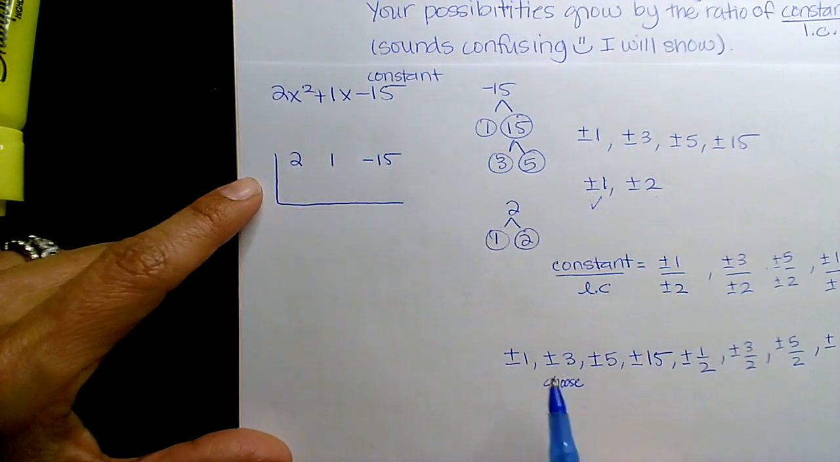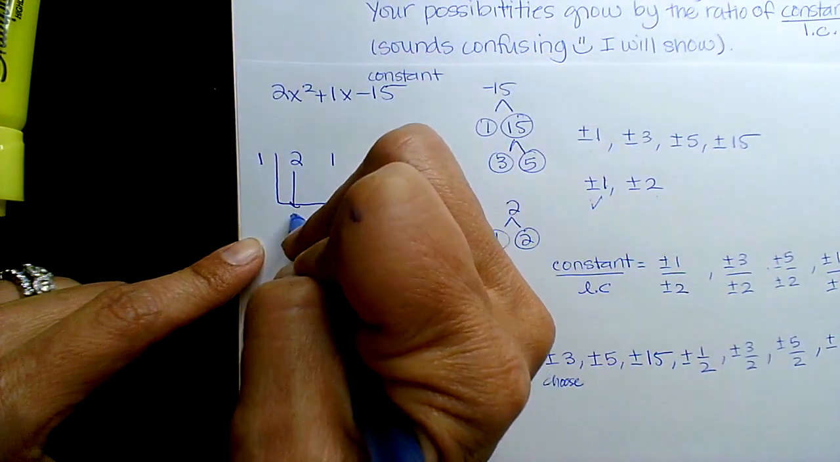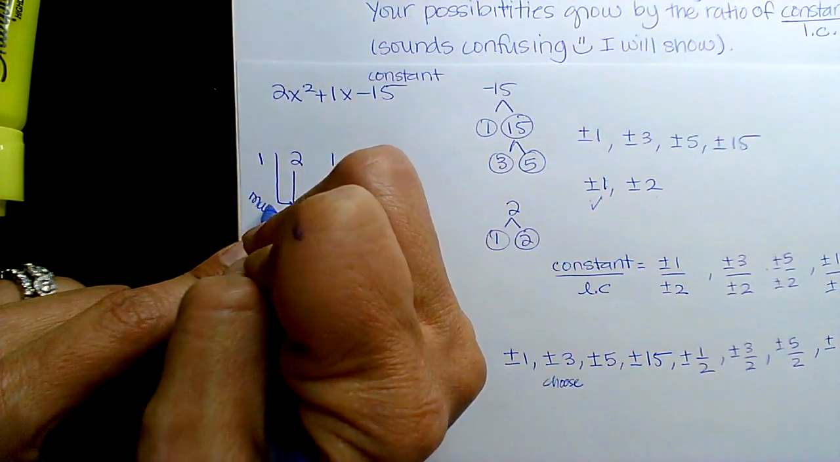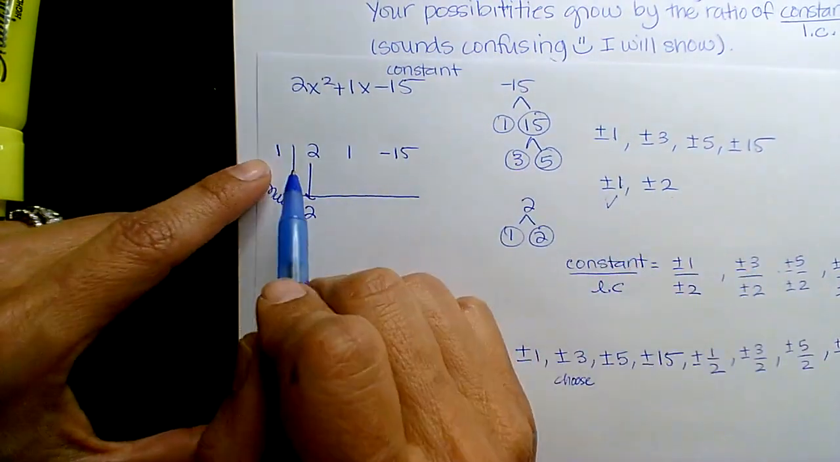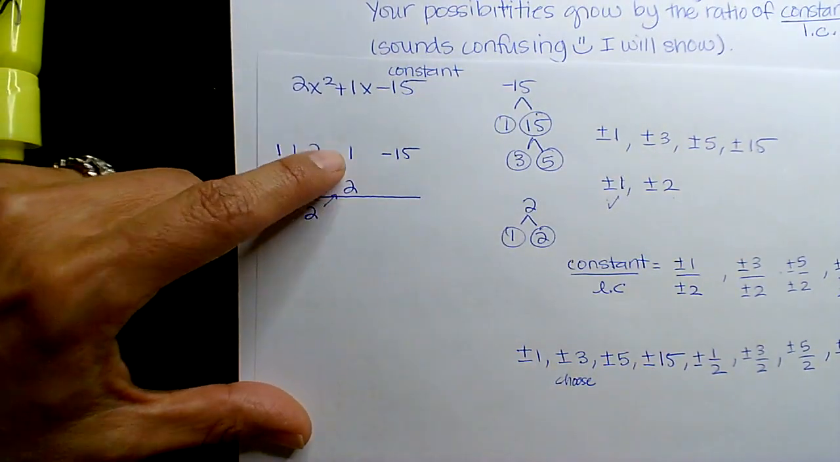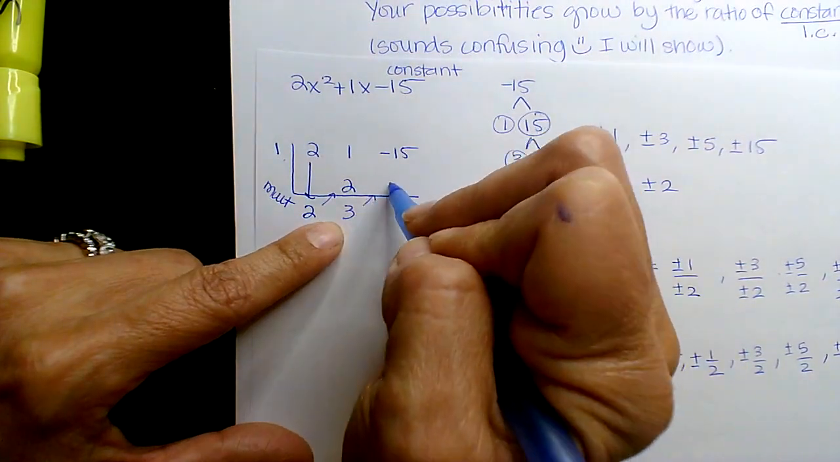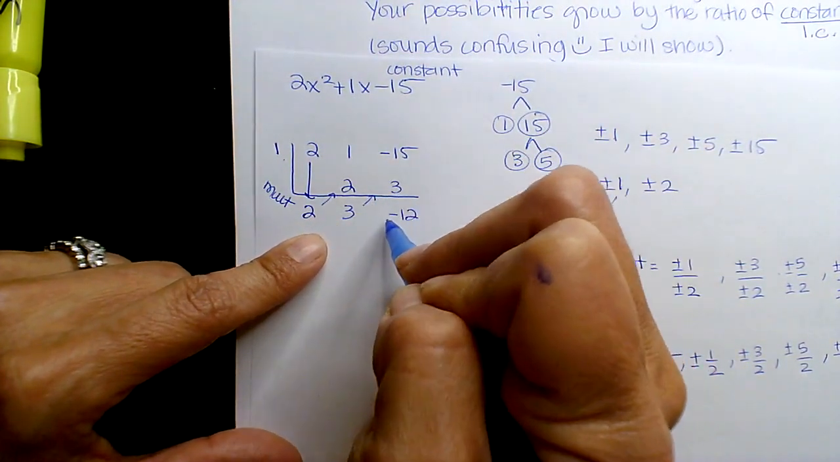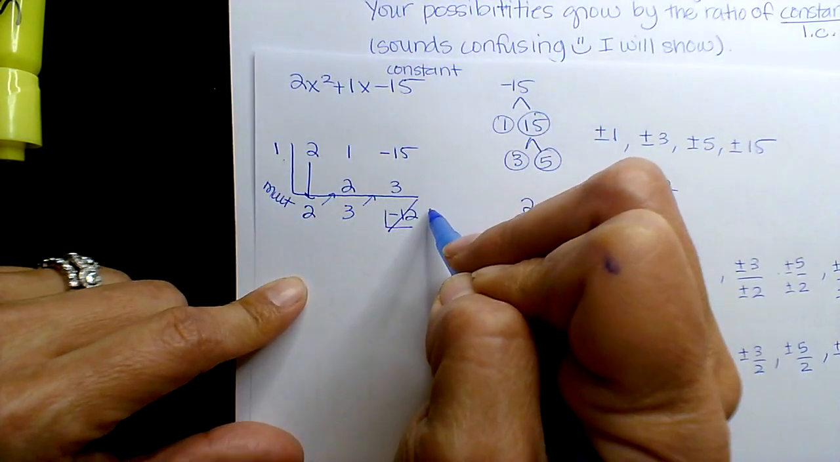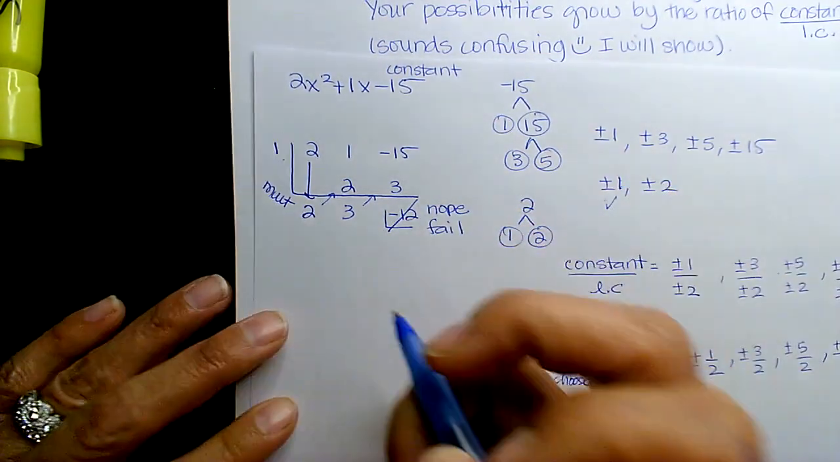Okay, here we go. So I'm gonna take a positive 1, right? All right, so what happens? Bring it down, I get a 2. You're gonna multiply, right? So 1 times 2 is 2. Add, 1 plus 2 is 3. 1 times 3 is 3. And so there's my -12, and nope, not it, right? Nope, fail. Okay, so let's move on to -1.